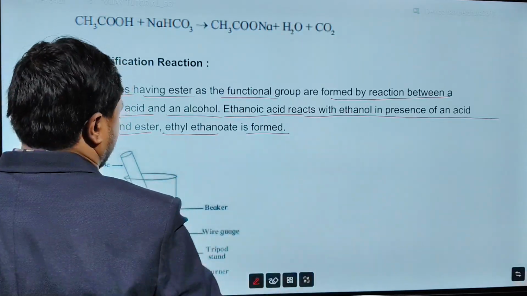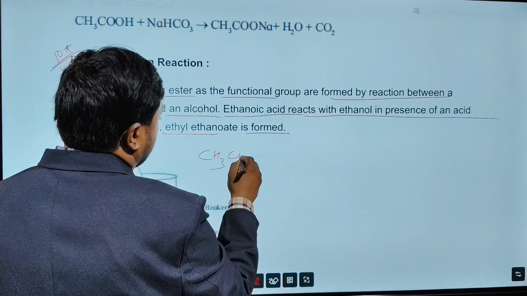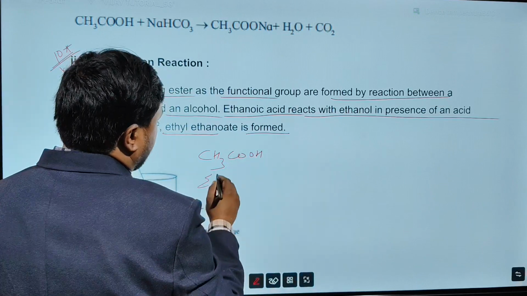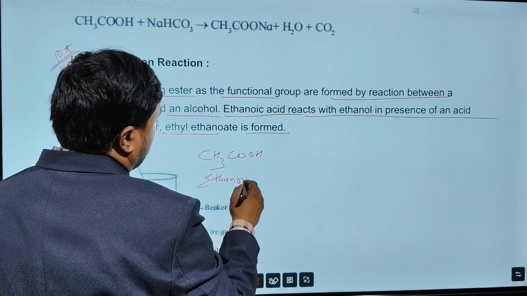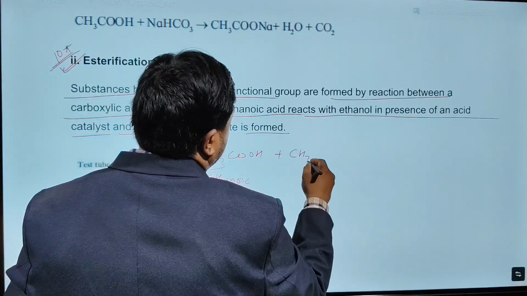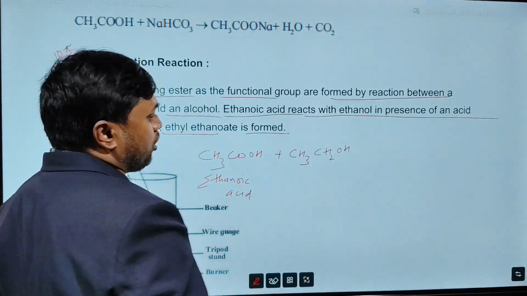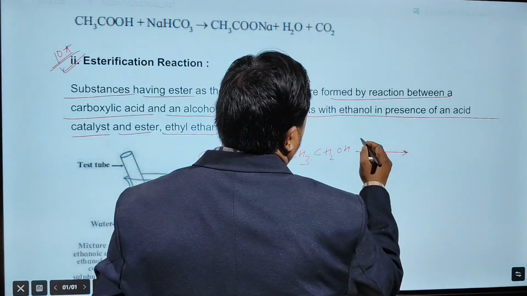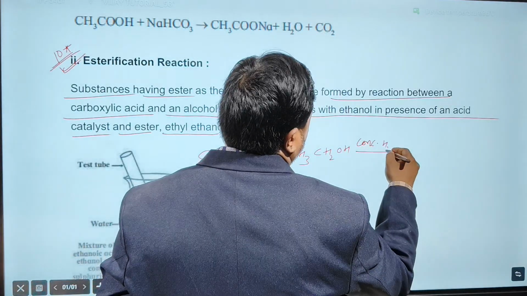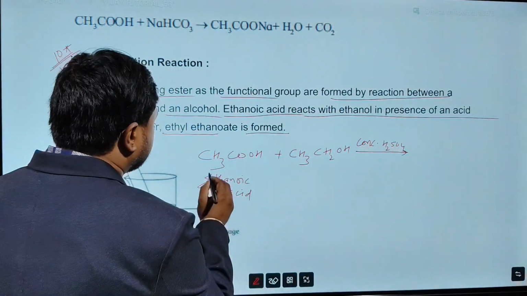Ethyl ethanoate is formed. So we can write the equation. CH3COOH, this is ethanoic acid, yes or no? Ethanoic acid. Ethanol, what is the formula? CH3CH2OH, that is ethanol. In the presence of conc. H2SO4. What will form?